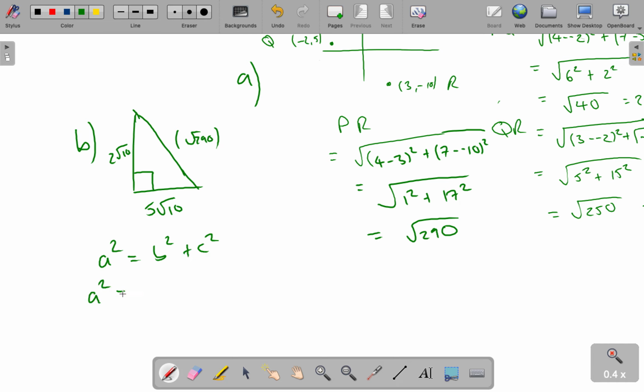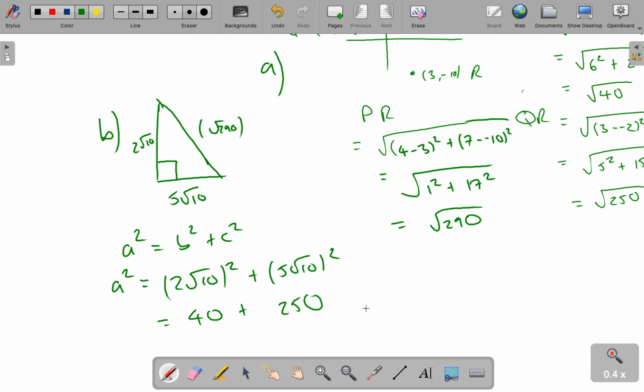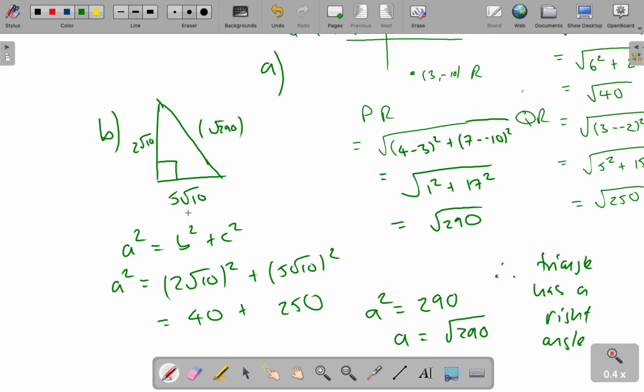So here a squared is equal to (2 root 10) all squared plus (5 root 10) all squared. If you plug that into the calculator, then we get (2 root 10) squared, which is equal to 40, and then we get (5 root 10) squared, which is equal to 250. So therefore a squared is equal to 290, and therefore a is equal to root 290. Therefore the triangle has a right angle, as it satisfies Pythagoras' theorem.